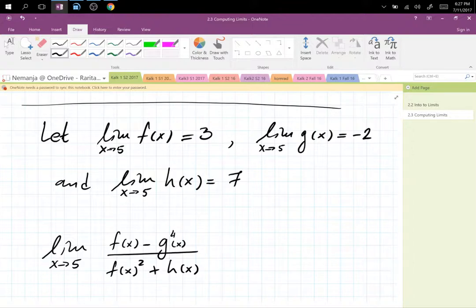What happened? Would it be the top one? It would be 3 minus -2, right? Negative 13 over 11? No, just for the top part, f of x minus g of x to the fourth, it would be 3 minus negative 2 to the fourth. Yes.